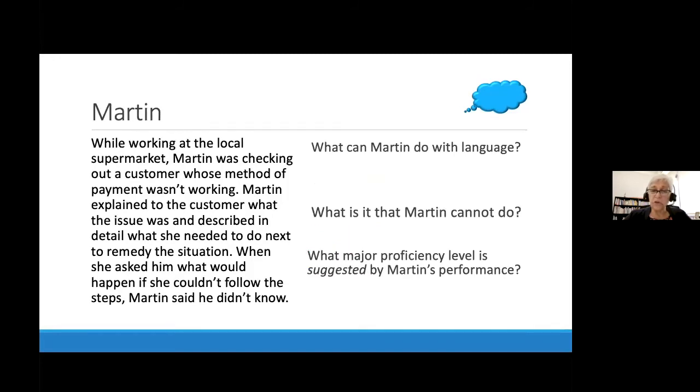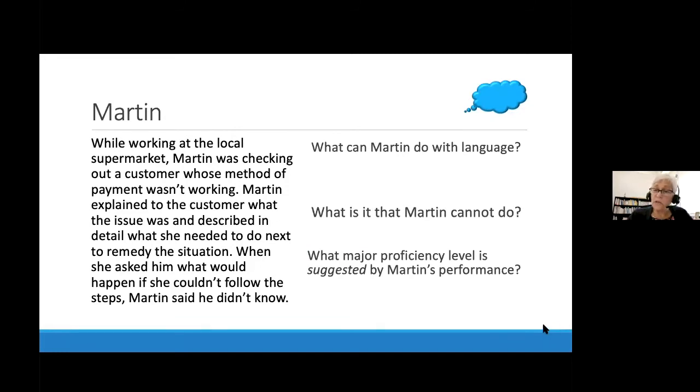Okay, let's do a third one. Martin, while working at the local supermarket, Martin was checking out a customer whose method of payment wasn't working. Martin explained to the customer what the issue was and described in detail what she needed to do next to remedy the situation. When she asked him what would happen if she couldn't follow the steps, Martin just said he didn't know.